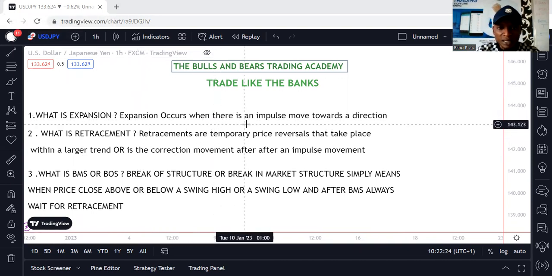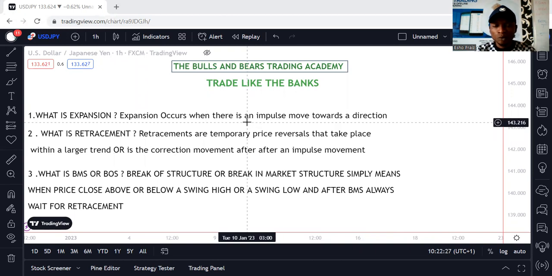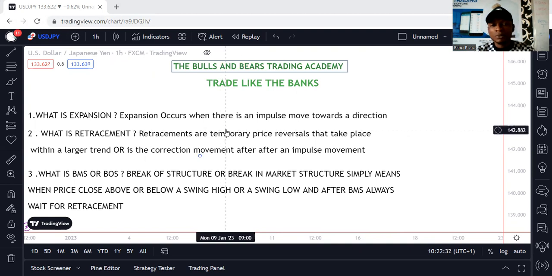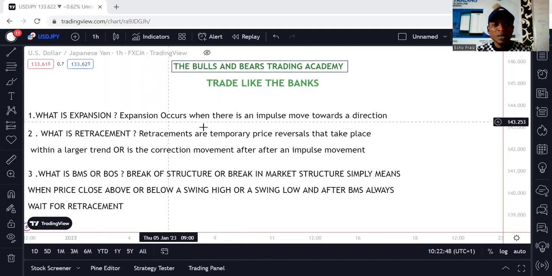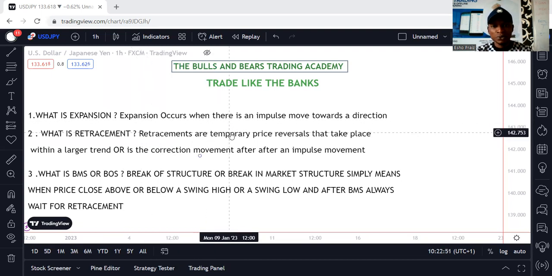Expansion occurs when there is an impulse move towards a direction. You know, we have three phases in the forex market. We have uptrend, downtrend, and sideways trend. But what this expansion is telling us is that it occurs when there is an impulse move towards a direction, maybe in an uptrend or in a downtrend. You understand? Maybe in an uptrend or in a downtrend market.